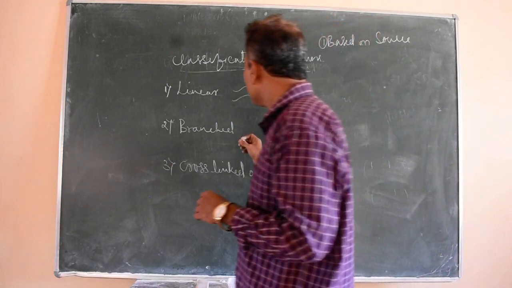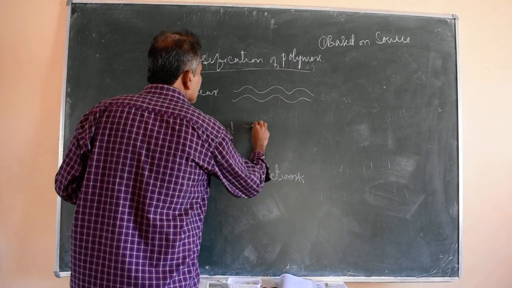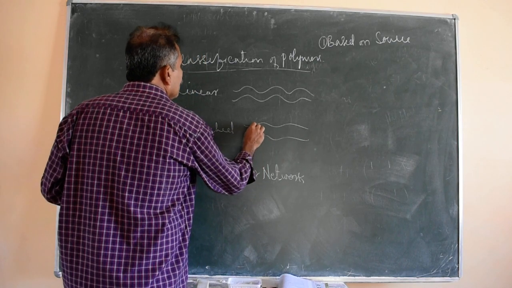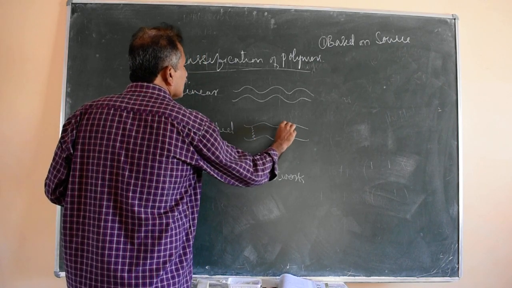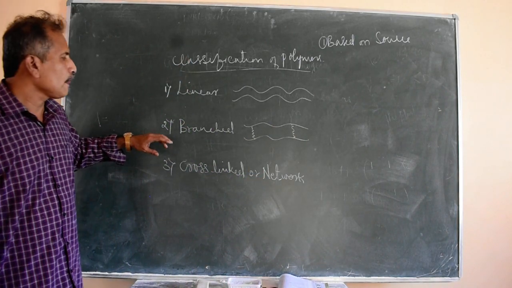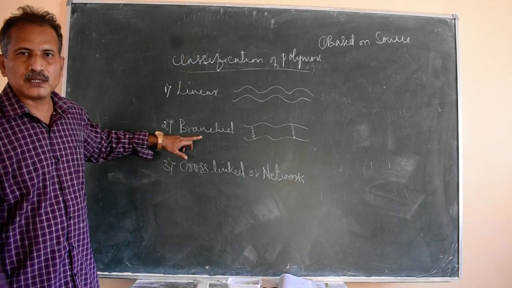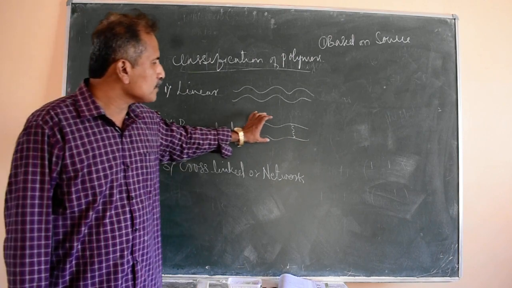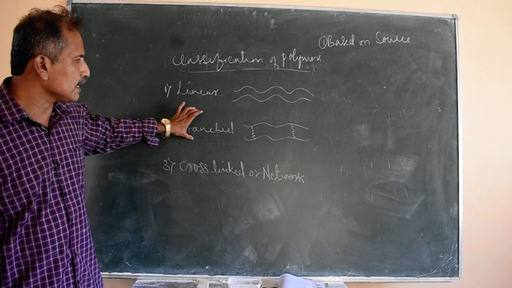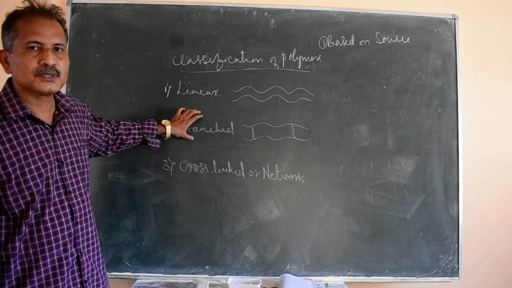Okay. So branch structure will be something like, if this is one chain, this is another chain, there can be a linkage somewhere here, there can be a linkage somewhere here like this. Here and there, they will be linked with one another. Then the structure becomes branched. So they are called branched polymers.